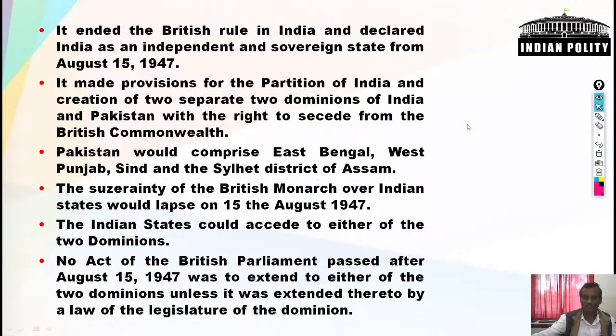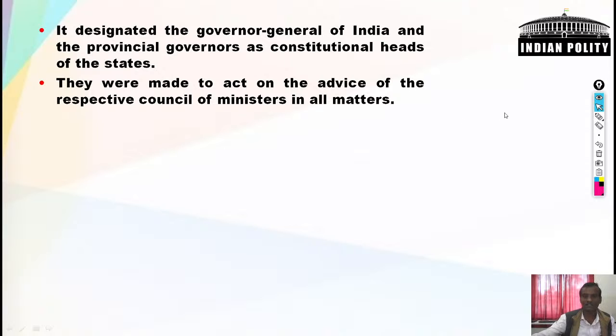Now we shall see it designated the Governor General of India and the provinces' governors as constitutional heads of the state. They were made to act on the advice of the respective council of ministers. These were the outcomes. So we have finished the historical background, a very short description of each act. There are many things left which we have not covered. We have covered what was required for our exam, and I hope we'll be doing it this way.